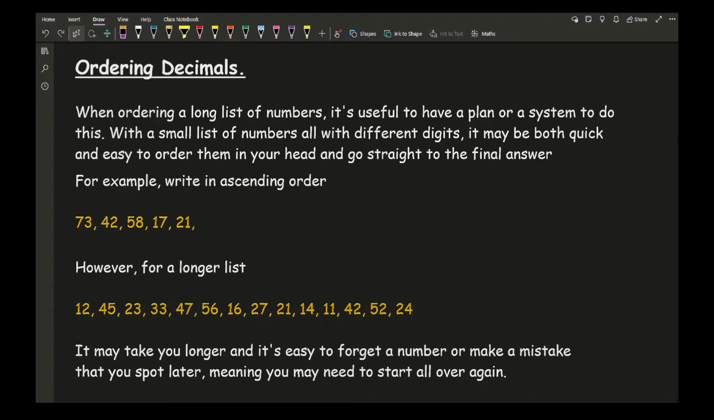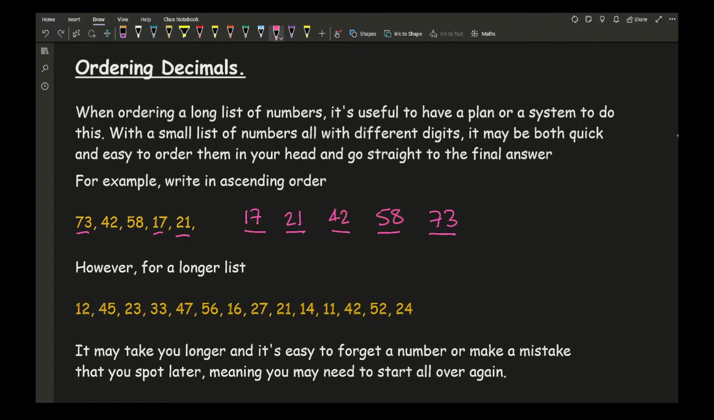So, for example, if we were asked to write the following numbers in ascending order, we've got 73, 42, 58, 17, and 21. As we've only got 5 numbers, I always start these questions, not like I'm playing hangman, by doing 5 dashes. This way avoids me missing any numbers out, and if I do, which is easily done, I can easily spot that I've done that. From this I can see that my smallest number is 17, so that's going to go here, and my largest number is 73. Then my next smallest is 21, and the next one is 42, and then I've got 58.